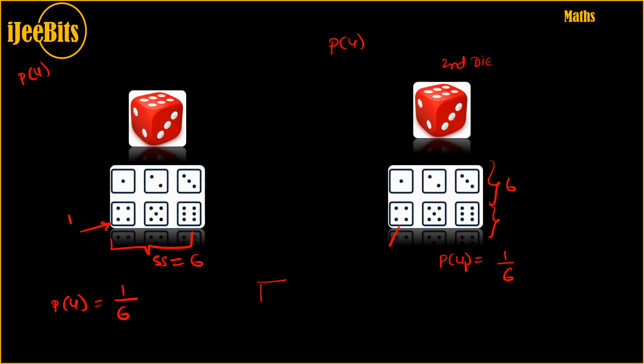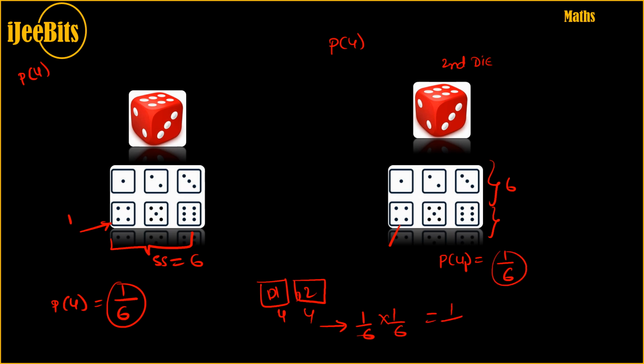If we put together dice 1 and dice 2, then for getting 4, how do you calculate? This probability is 1 by 6 multiplied by this probability, 1 by 6, and hence 1 by 36. So for getting 4 4, my probability is 1 by 36 when we are using two dice. Are you clear? Well, good job.